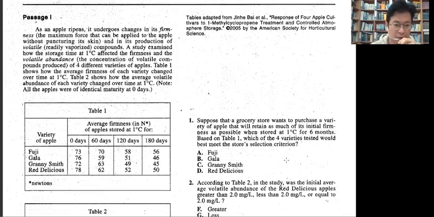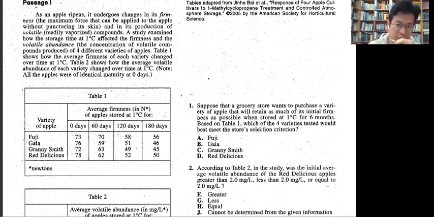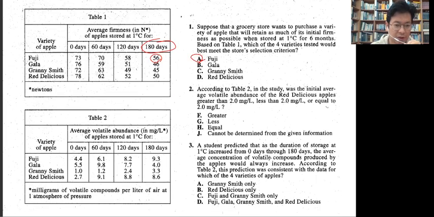Okay, let's go to question number 1. Suppose the grocery store wants to purchase a variety of apple that will retain as much of its initial firmness as possible when stored at 1 degree Celsius for 6 months, based on table 1. So 6 months is 180 days. So what's the average firmness? Okay, it looks like the Fuji is highest, so then Fuji is the answer.